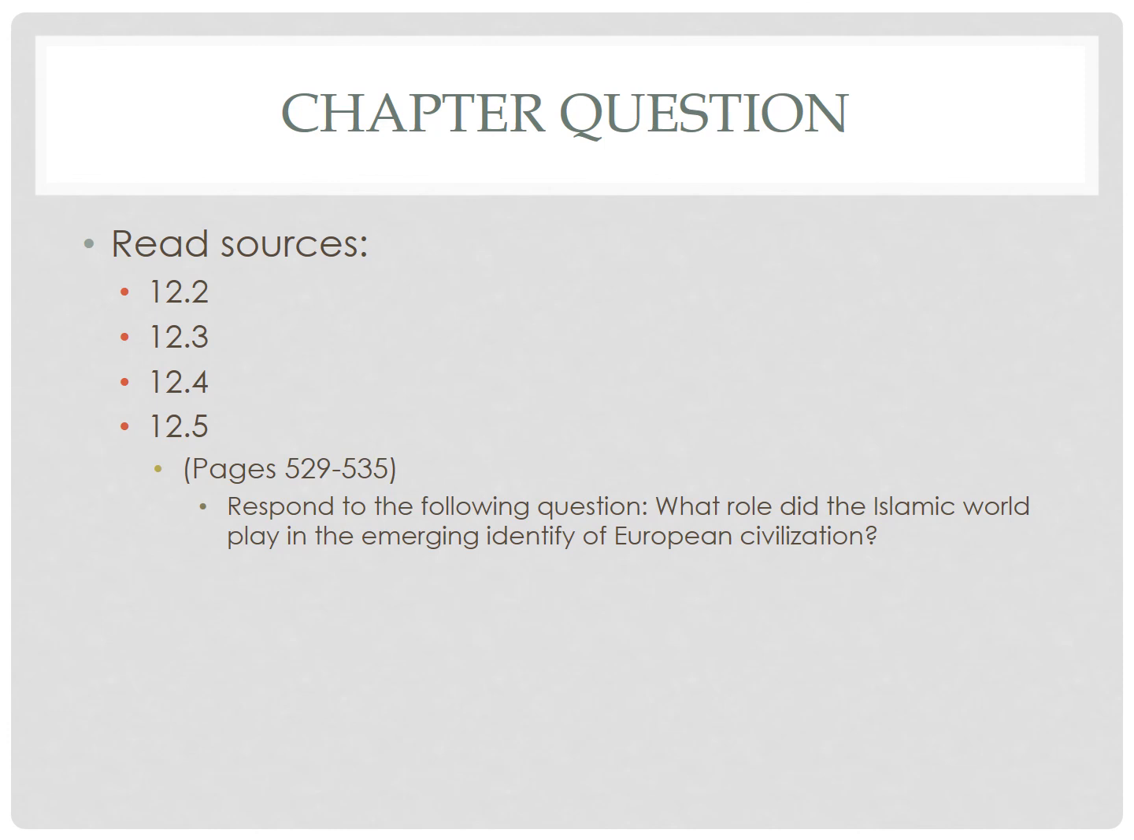Okay, so that leads to our first chapter question. So in your book, read sources 12.2, 3, 4, and 5. They're short. Don't worry, it's not a lot. They go from pages 529 to 535, and then respond in the discussion board to the following question. What role did the Islamic world play in the emerging identity of European civilization? So we really want to get at, throughout this class, these webs of connection that these different civilizations had with one another. So to that end, respond to that question after you have listened to this lecture.